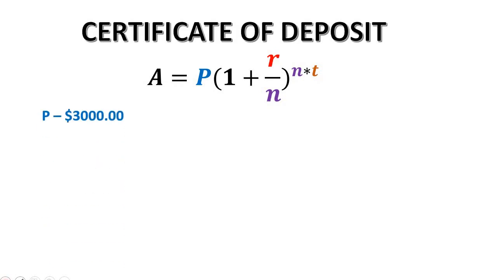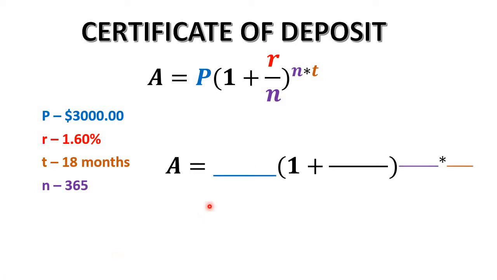There's $3,000 for P. My interest rate is the 1.60% that we had there. T is 18 months, which is what we had in that ad. And again, N is 365 because it's a certificate of deposit. And so again, let's plug the numbers in. What value is going right in here for P? Awesome, 3,000. What are we putting in the top of our fraction for R? Perfect, 0.016.